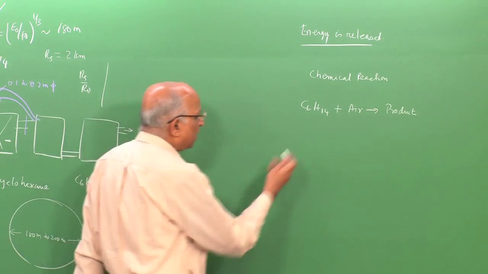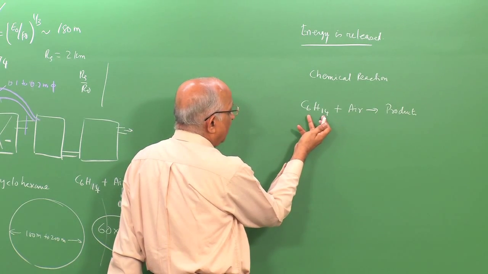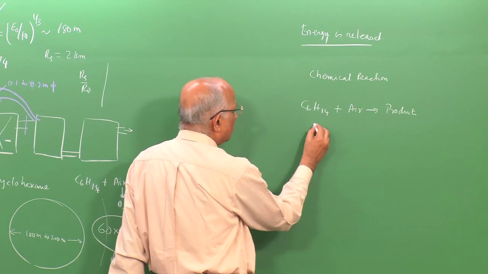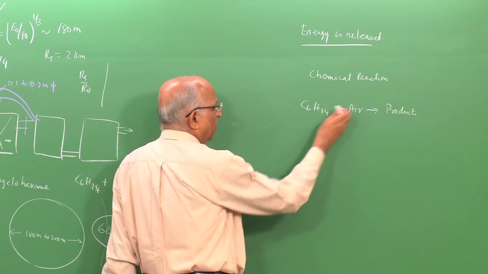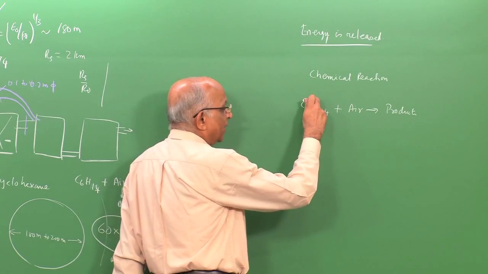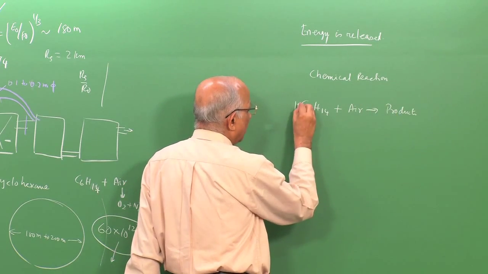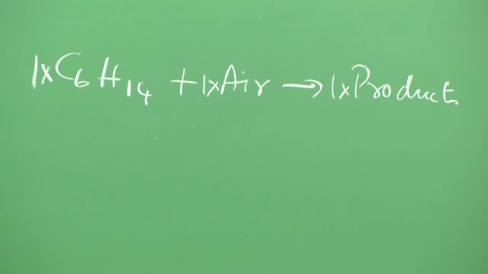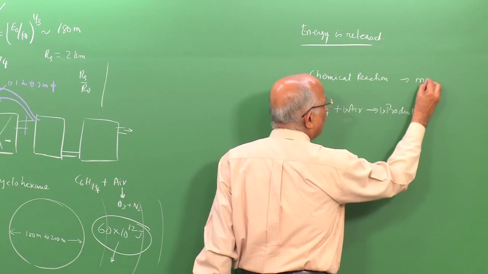And therefore, what is it we are talking of? We must remember, we cannot talk in terms of units of mass. For this particular reaction, we say, well, 1 mole of hexane reacts with 1 mole of air to form, let us say, 1 mole of products. But therefore, in a chemical reaction, we use the terminology moles.